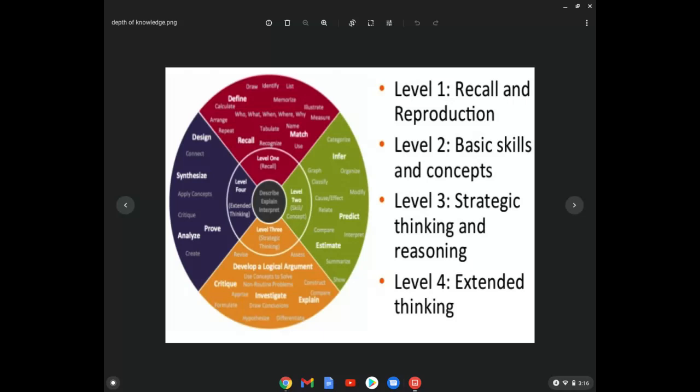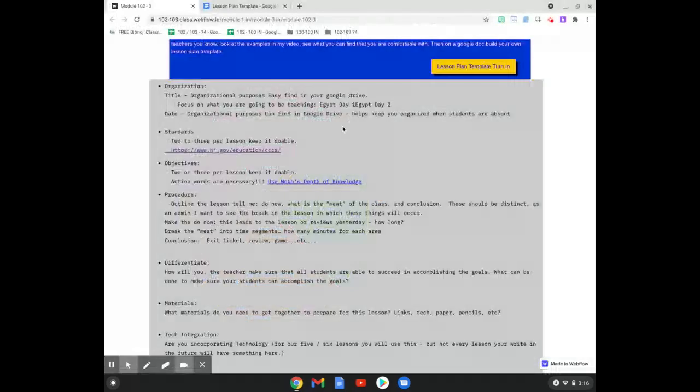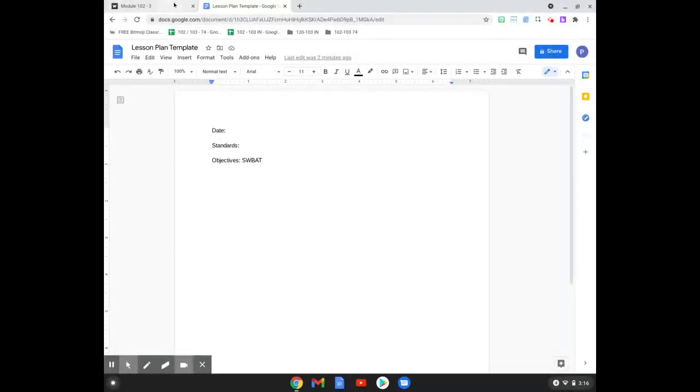So you want to have 2 tops, 3 objectives using action words. It used to be SWBAT. Students will be able to critique the following. Students will be able to estimate the following. Everybody's kind of gotten away from that, but that's the idea. What are we trying to get our students to accomplish? So that's a link right here for you. So we have our objectives next, right? And again, that's an action word.